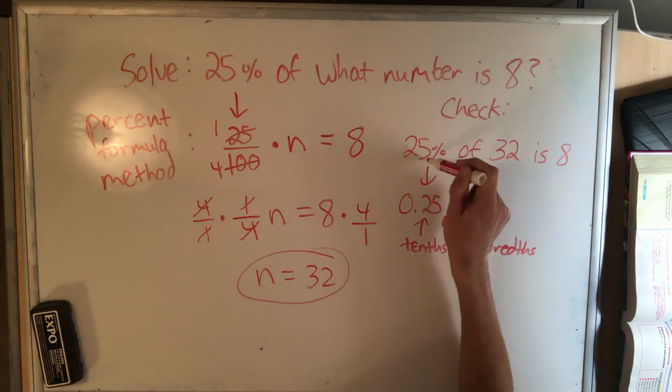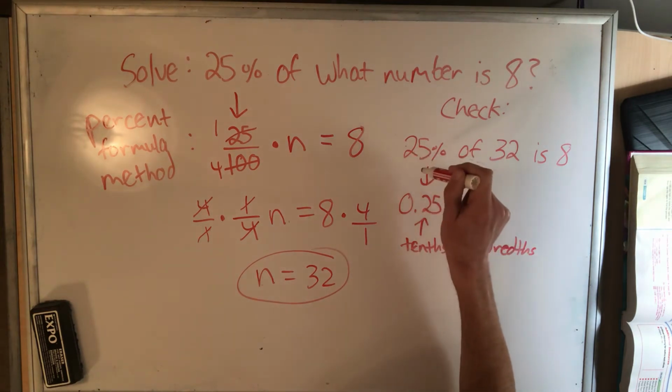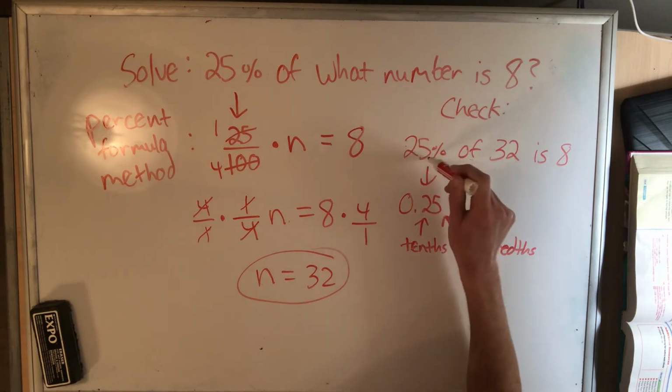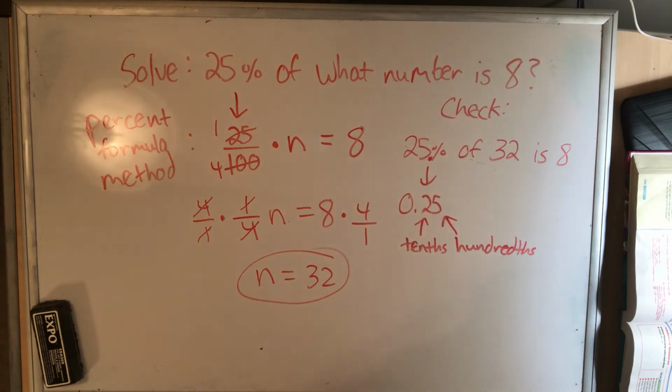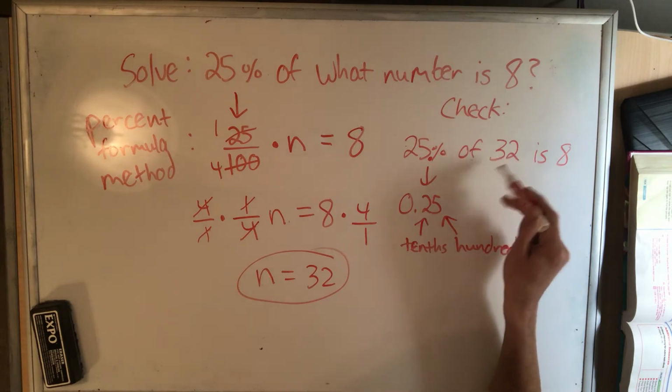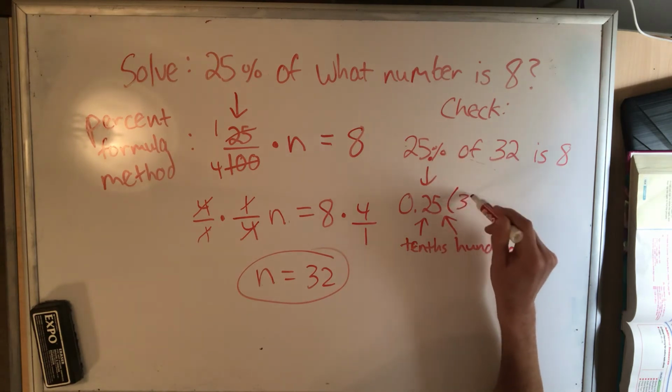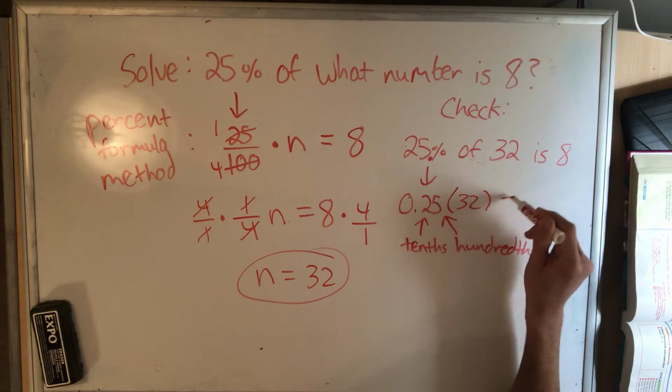Or to convert a percent into a decimal, move the decimal point 2 places to the left. If there is no decimal point, imagine it being at the end of the number. Of before a number is multiplication, so of 32 is times 32. Is 8 means equals 8.